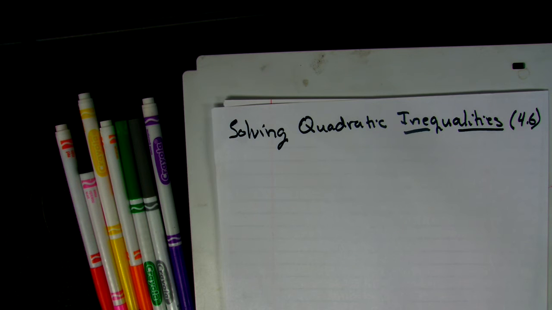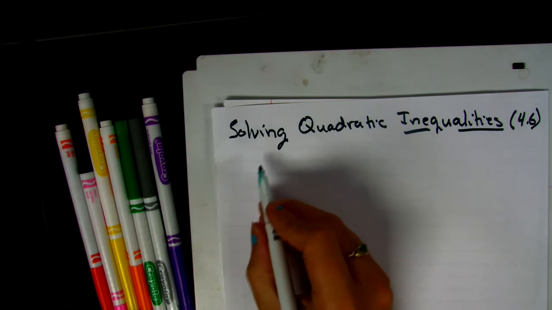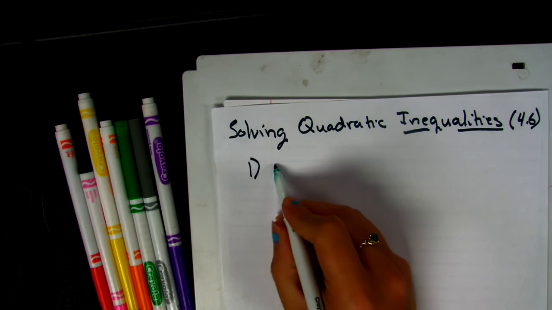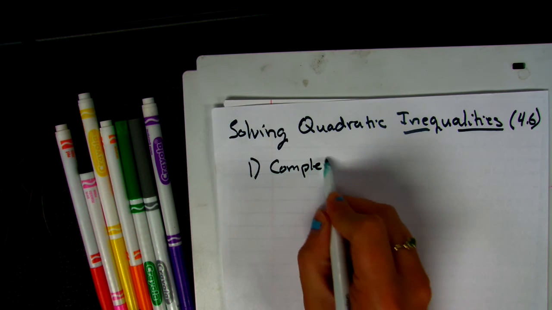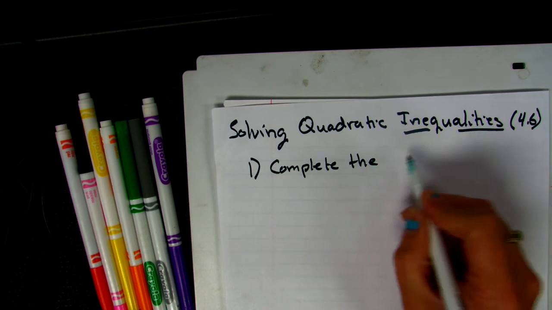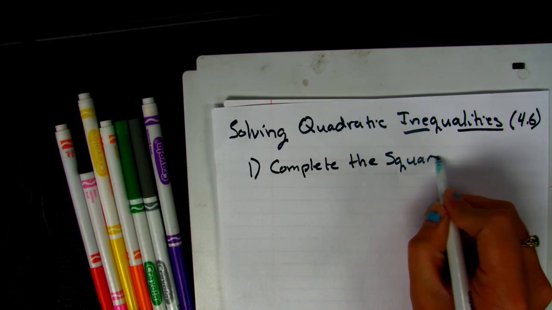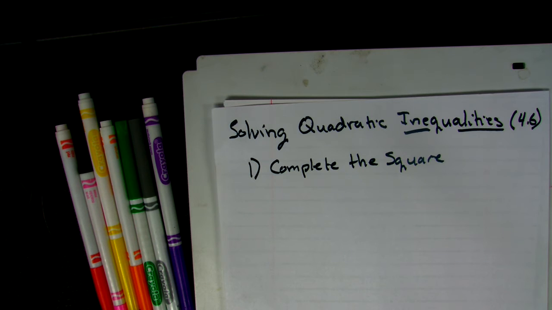We're going to use the same methods to solve quadratic inequalities, but you have to follow these 3 steps in order to do it. The first step is to complete the square. Remember how I said completing the square when you are solving quadratic equations is sometimes a little tedious and not always the best method to use? But when you're solving quadratic inequalities, you have to complete the square. So it's very important for you to know how to complete the square because you have to use it in order to solve quadratic inequalities.